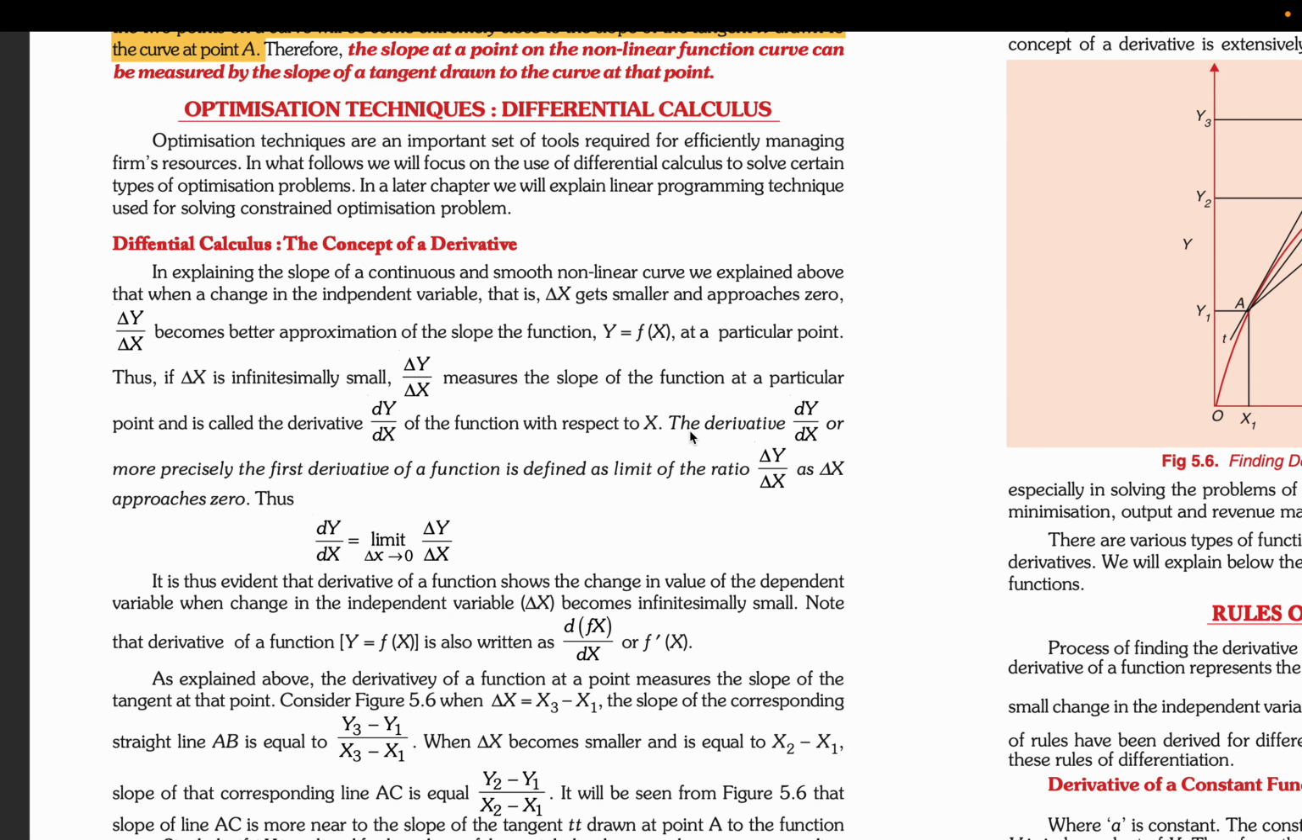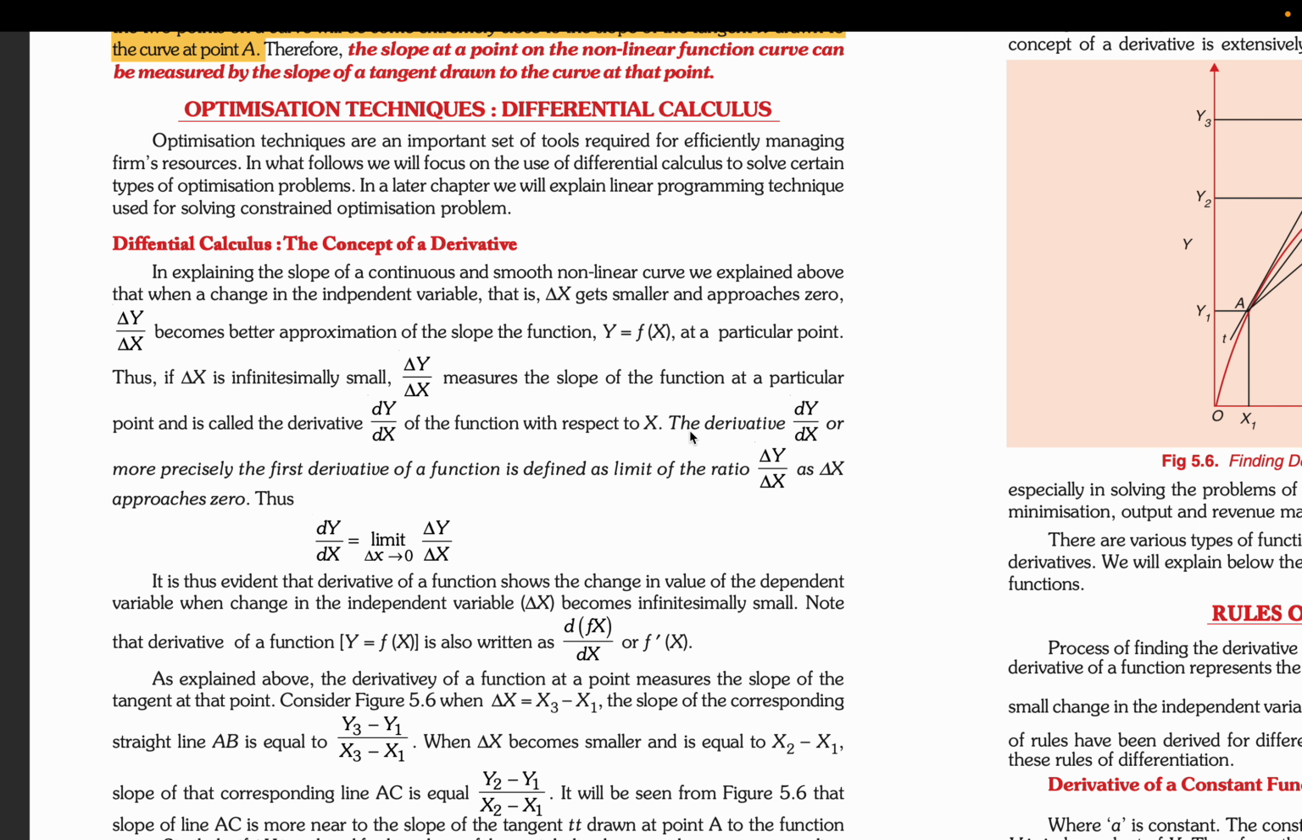Talking about the optimization techniques, the differential calculus. This is where we begin the optimization techniques now. Optimization techniques are an important set of tools required for efficiently managing firms' resources. As the name itself suggests, optimizing. In what follows, we will focus on the use of differential calculus to solve certain types of optimization problems. In a later chapter, we will explain linear programming techniques used for solving constrained optimization problems.